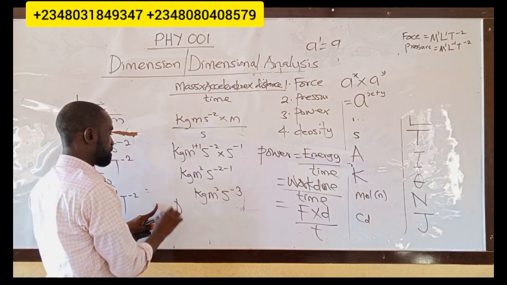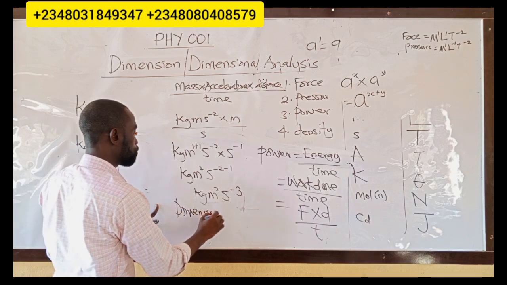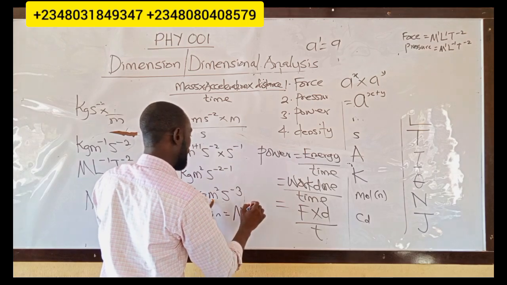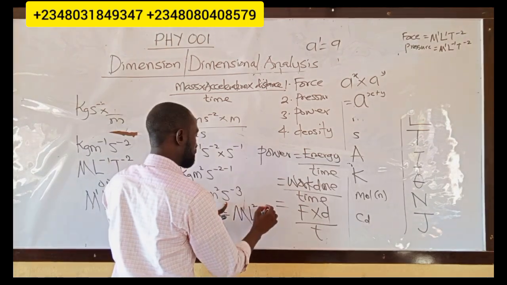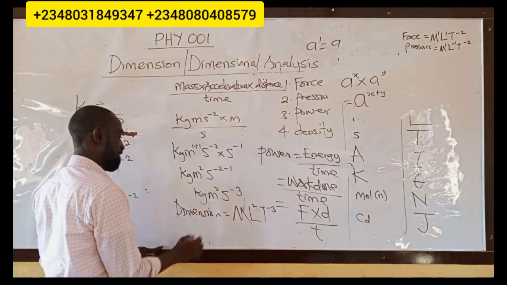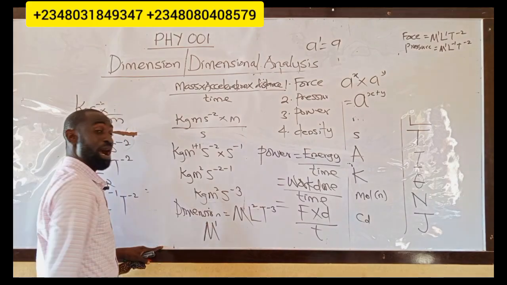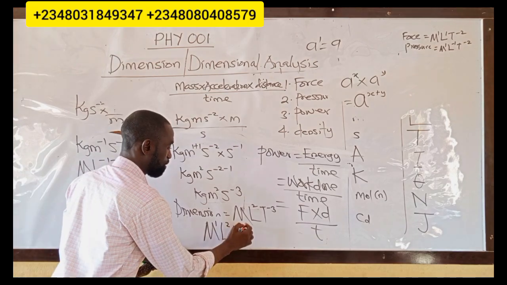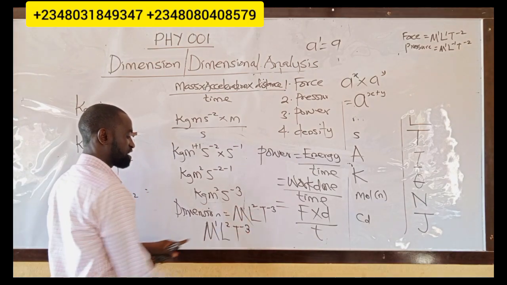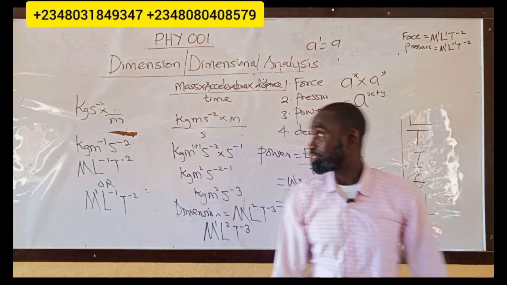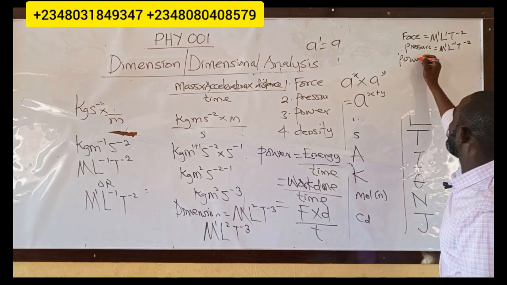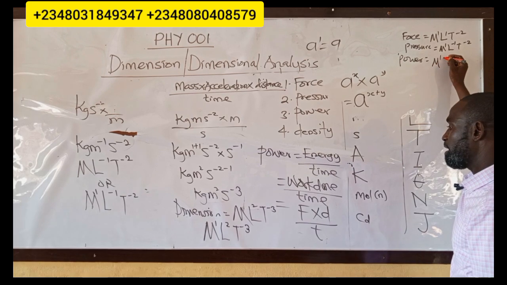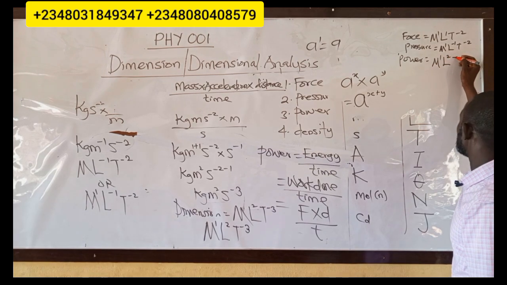The dimension of power will be equal to kg m squared s to the power minus 3. Finally, M carries a power of 1, L carries a power of 2, and T carries a power of minus 3. So this is the dimension of power. Write it here: M to the power 1, L to the power 2, T to the power minus 3.